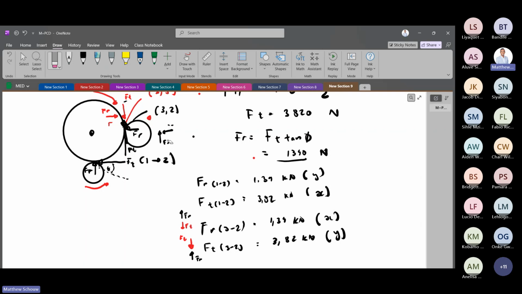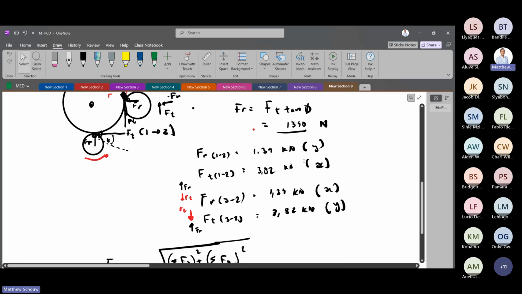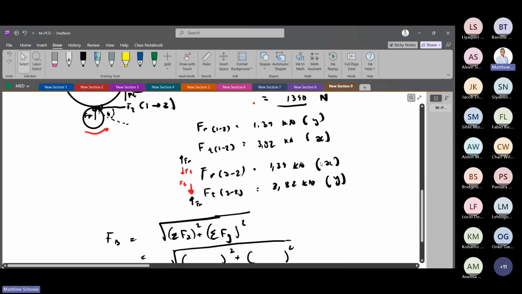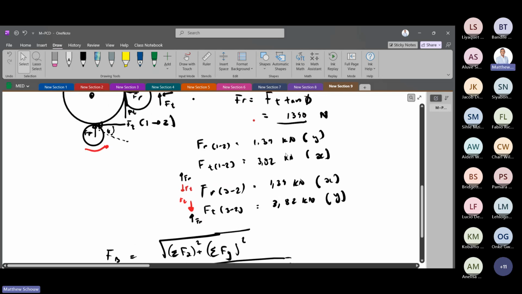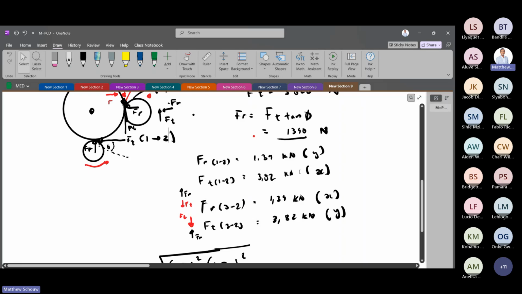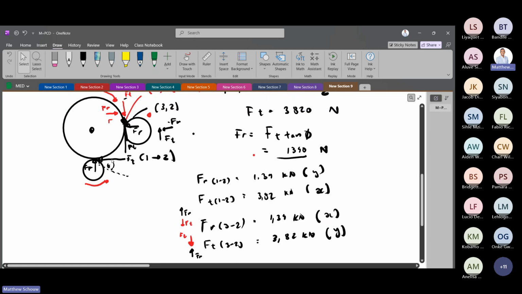This here is supposed to be FR, and that's FT. This is the same thing. So what we do, we're adding up. Obviously, you have to take directions into consideration. So in the X direction, we have FR 3.82 and a 1.39. So I'm talking about that one and that one.